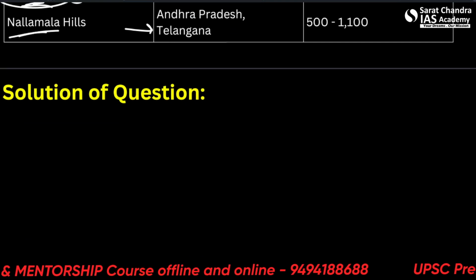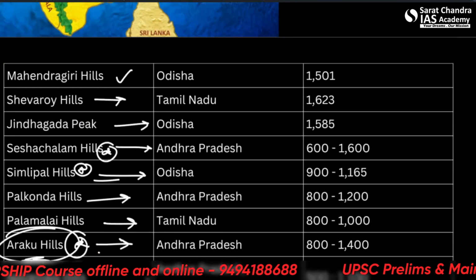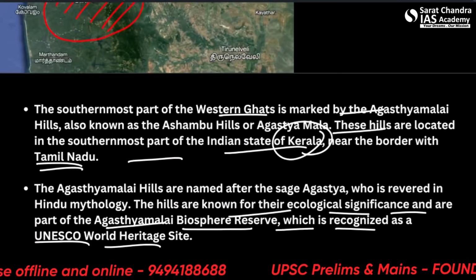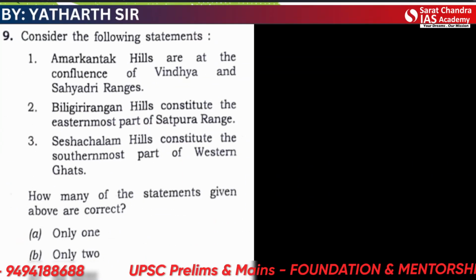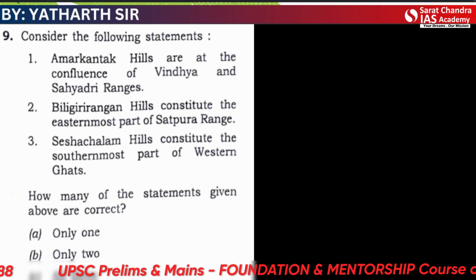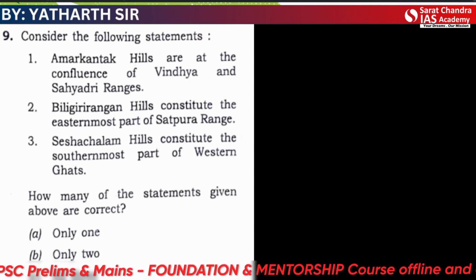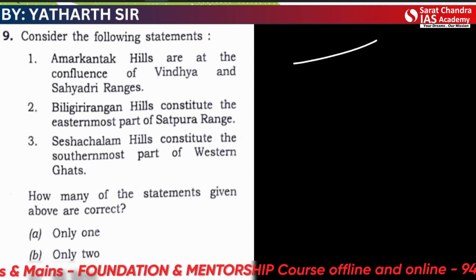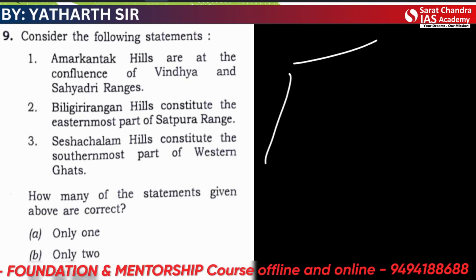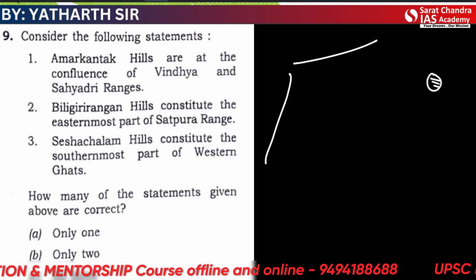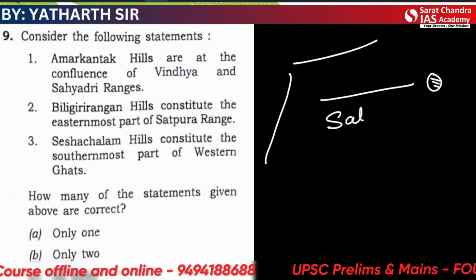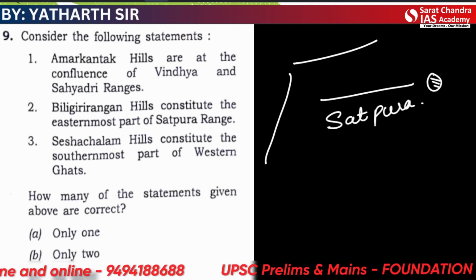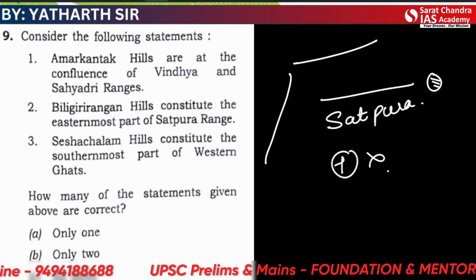Okay, so let's come to the solution of the question. So what the question asked us, let us see again. After knowing all this information, I hope we can easily solve the question. So let's come to the first statement that Amarkantak Hills are at the confluence of Vindhya and Sahyadri ranges. So Vindhya ranges are here, Sahyadri ranges are here, Amarkantak ranges are here. So this statement is incorrect. They are part of the Satpura range in fact. So first statement remains incorrect.